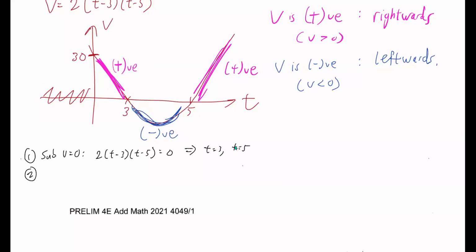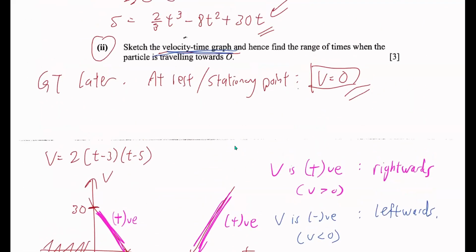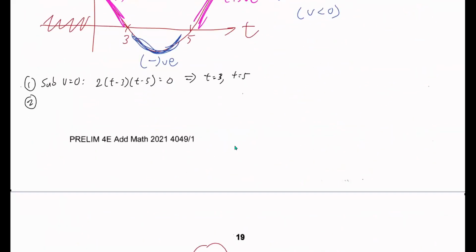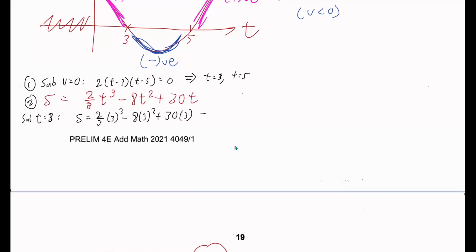Step 2: sub these t values into s. But do we have s? Yes, we do. We already found it over here. Let me just copy and paste it here for reference. So now you just sub in t equals 3. You end up with s equals 2 over 3 times 3 to the power 3 minus 8 times 3 squared plus 30 times 3. Can you help me type in the calculator while I write down t equals 5? Okay.